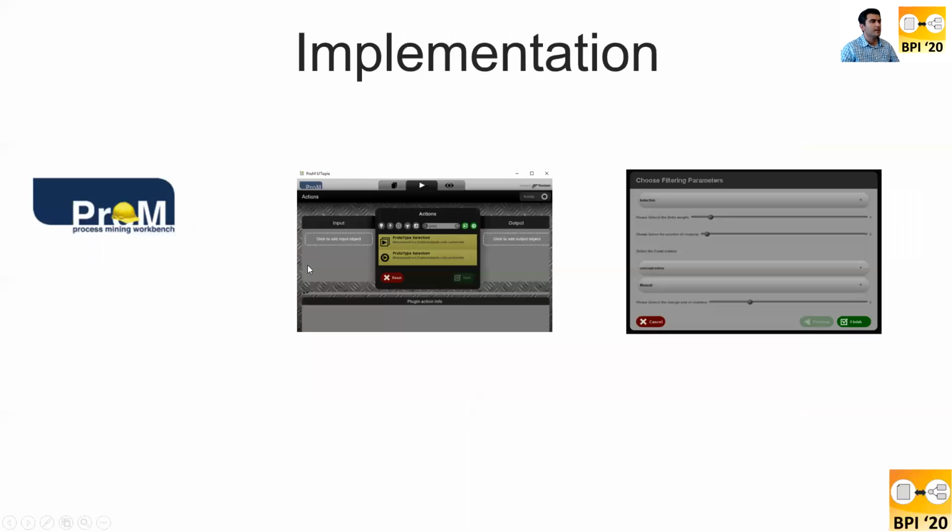So we implement this method in both ProM and RapidProM. The input is an event log and also the number of clusters, the process discovery algorithm, and quality measures.